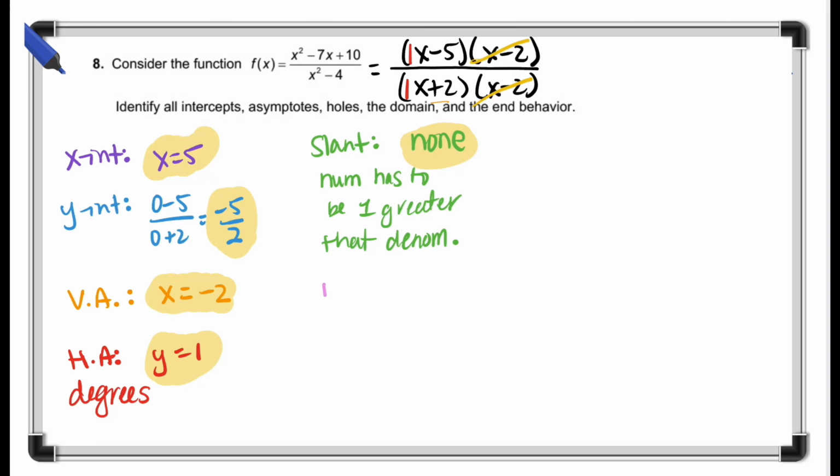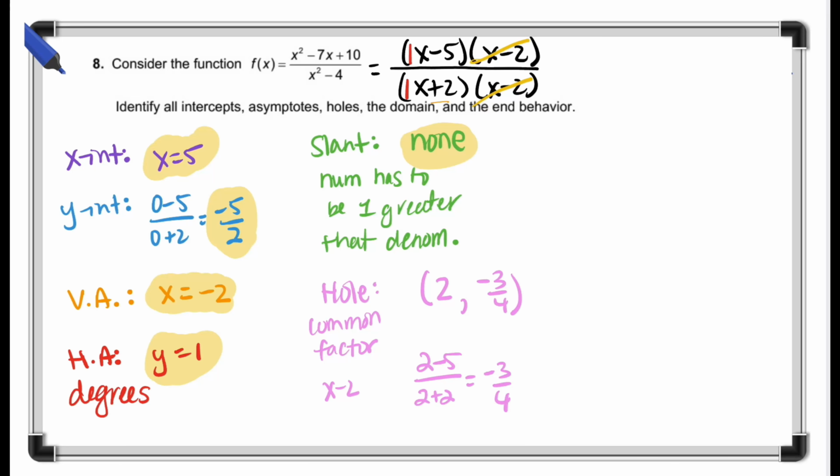We do have a hole. The hole was that common factor that we canceled out earlier. So that means you're going to get x minus 2, so your x-coordinate is 2. If you want to figure out what your y-coordinate is, you plug that 2 back into your equation. So I have 2 minus 5 over 2 plus 2, which is negative 3 over 4. So negative 3/4 is the y-coordinate of my hole.